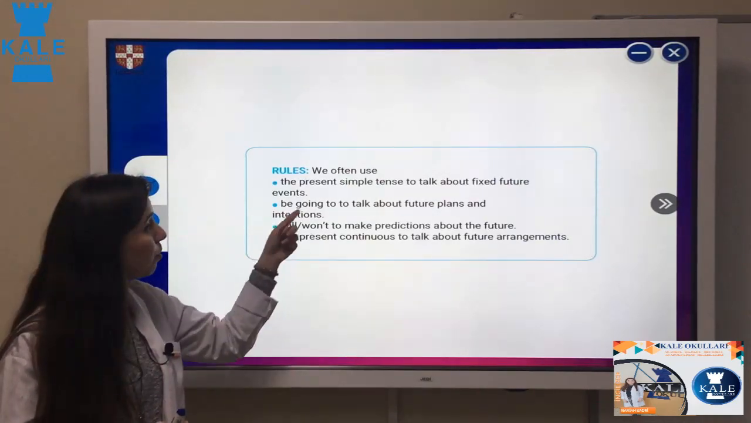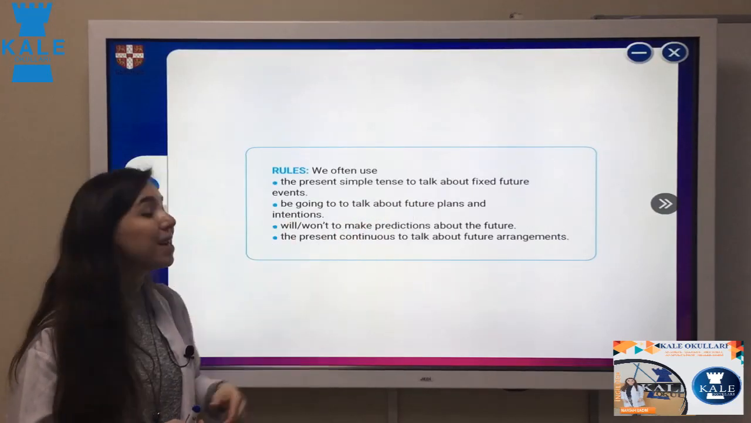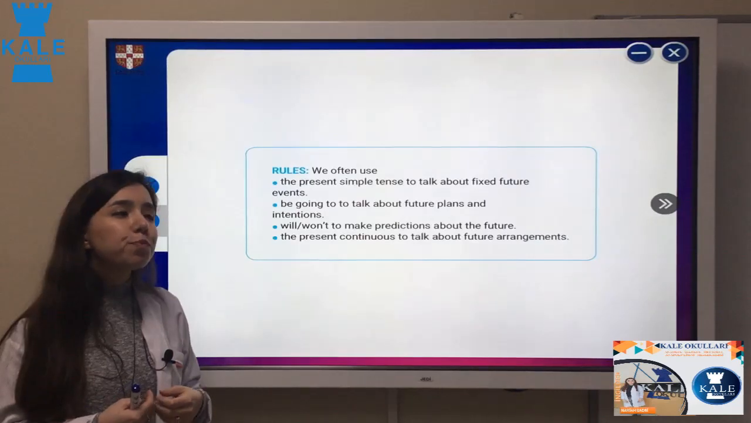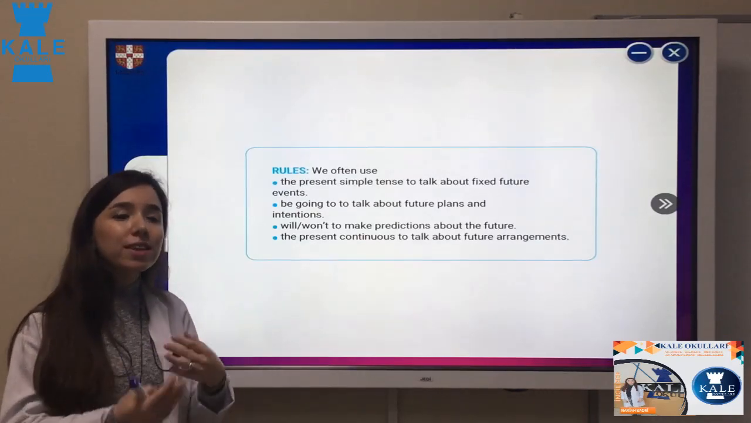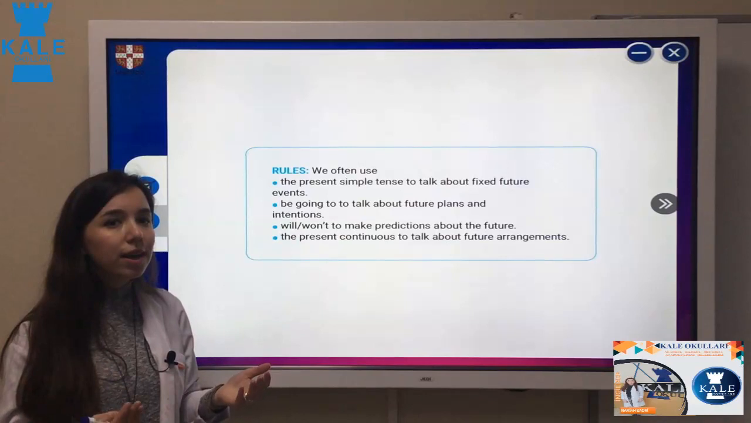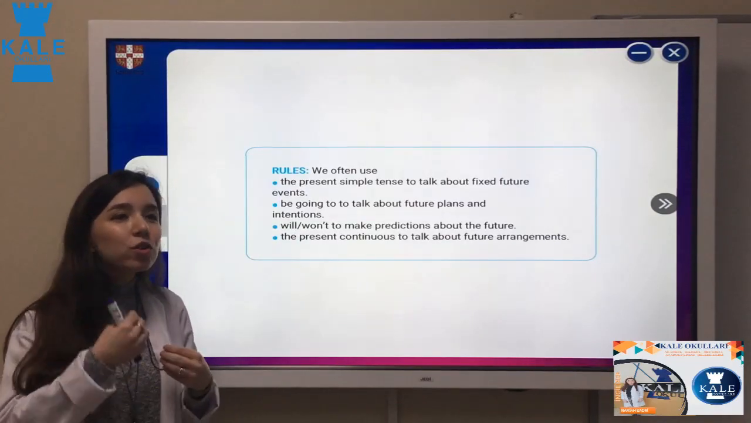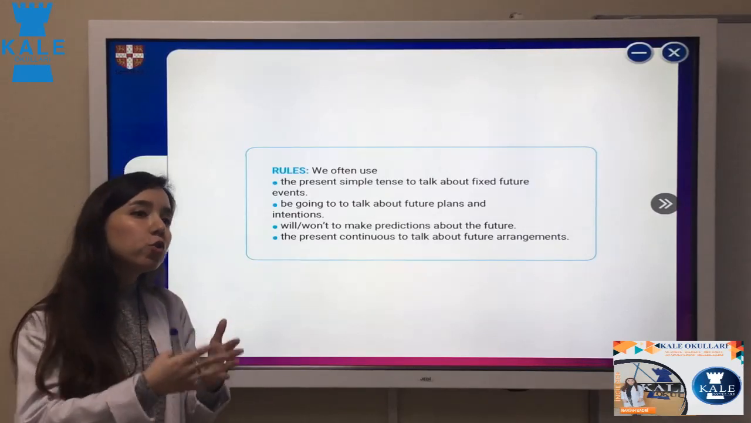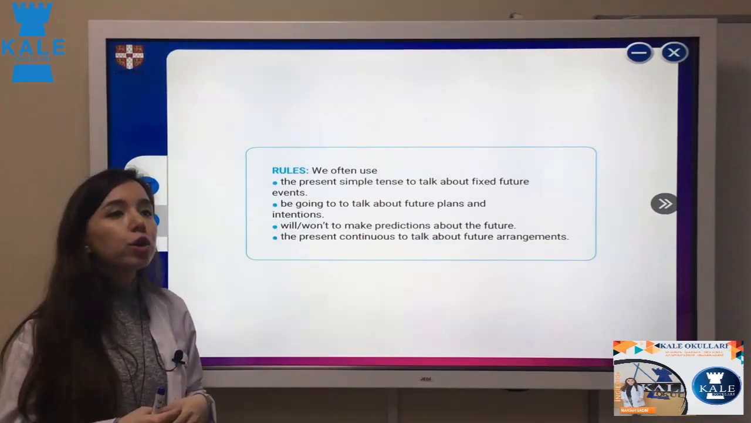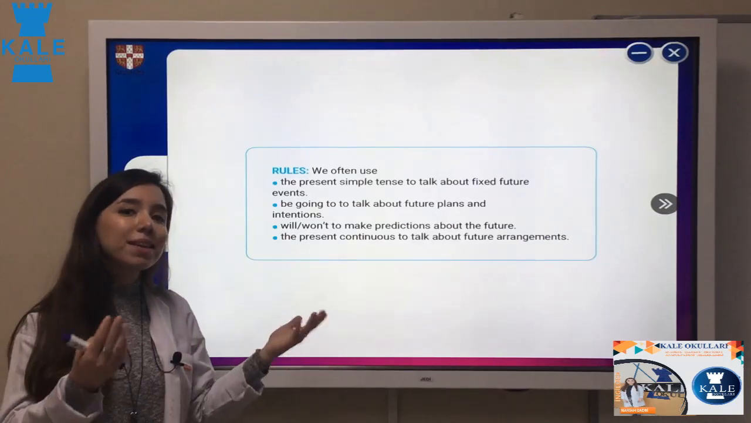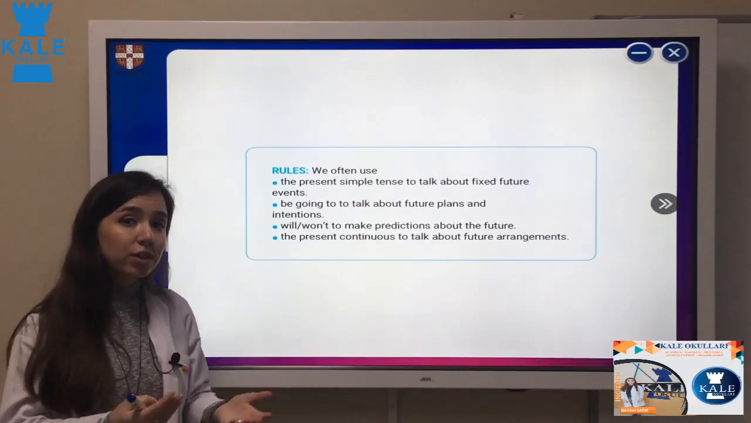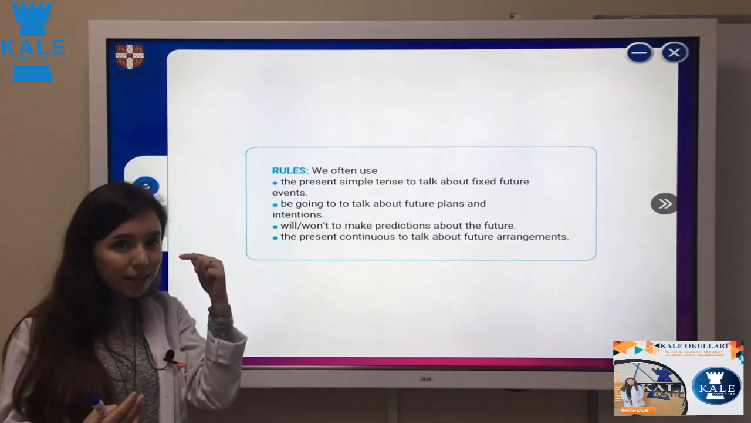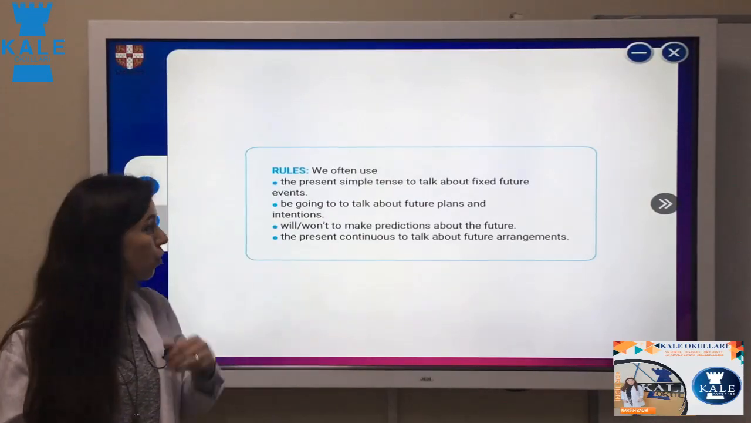So here, be going to talk about future plans and intention. What is intention? Something that you want to talk about with your friends or with your family or someone else, you want to do it. You have some intention inside of you, yes? You know that you want to do this. For example, I'm going to talk with my friend about mathematics questions, about a mathematics topic. It's an intention, yes? You want to do it. You think about it. You want to talk with your friend.